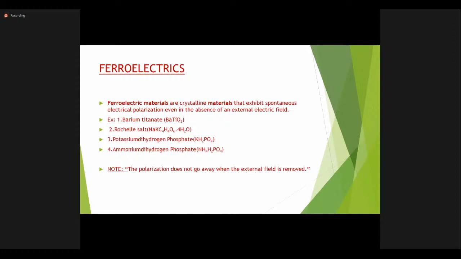Same is the case with ferroelectric. Take a ferroelectric material and apply electric field to it. Now, if you take away the electric field, the ferroelectric material will not lose its property of ferroelectricity. So that property is what we are calling polarization.